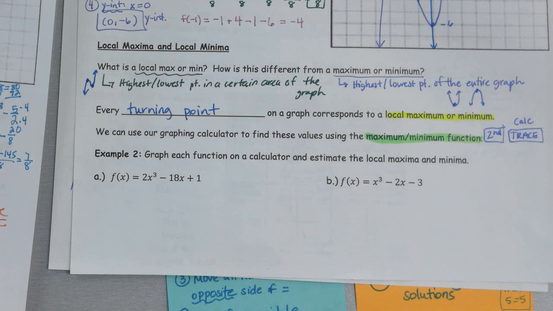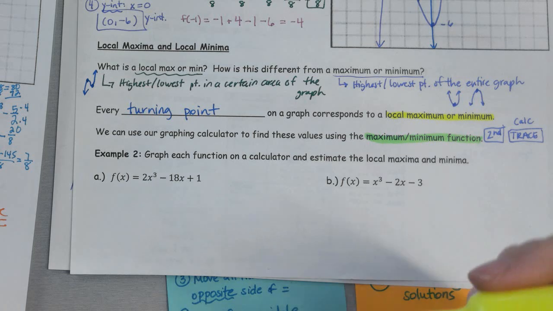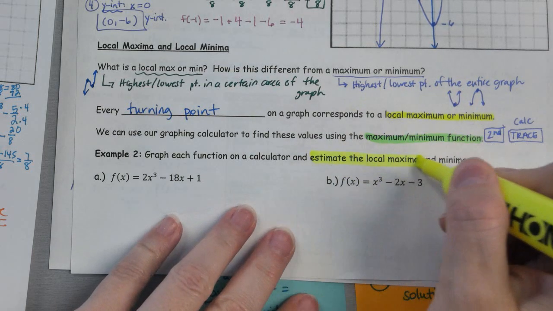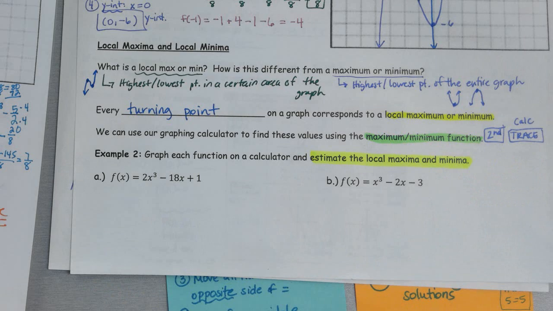Now, example 2 says to graph it on a calculator and then estimate the local maxima and minima. So we are going to be rounding. Remember, do you guys remember what part of the coordinate is the local maxima or minima?